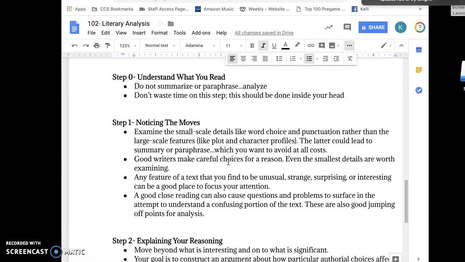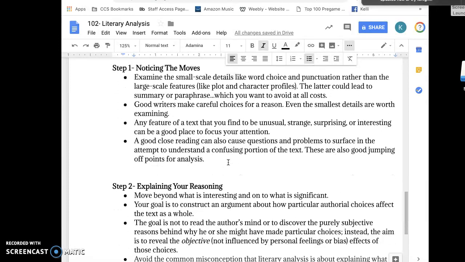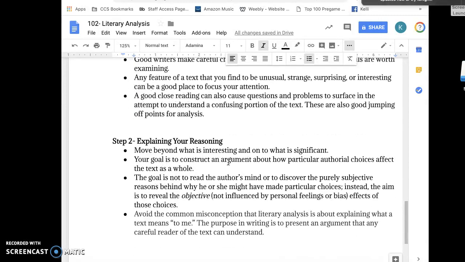A good close reader also asks questions. They recognize problems or have an issue with something that surfaces, and that helps us understand confusing portions of the text when we ask questions, or when we have issues with a text. Those always are good points for beginning analysis.